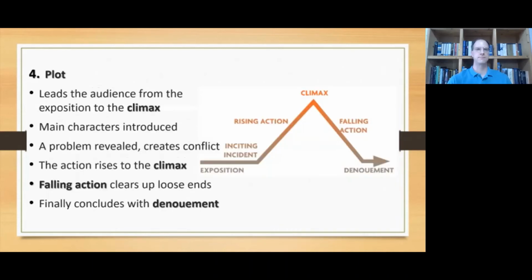Fourth is plot. The plot leads the audience from the exposition at the beginning that introduces a problem to the final climax where the protagonist overcomes the problem, which is a comedy, or fails to succeed, which is a tragedy. After the main characters are introduced, a problem is revealed that creates conflict. The action of the play rises more and more to the climax of the play, then the declining action quickly clears up any loose ends that finally conclude with a denouement.